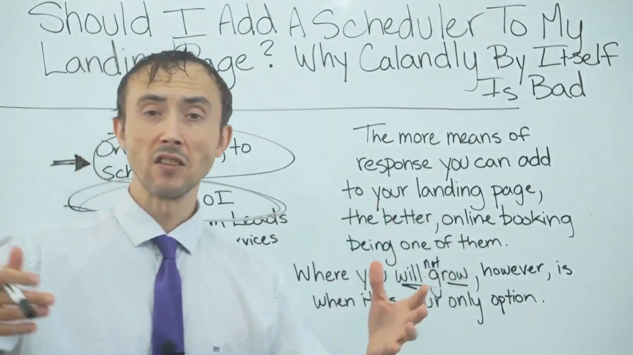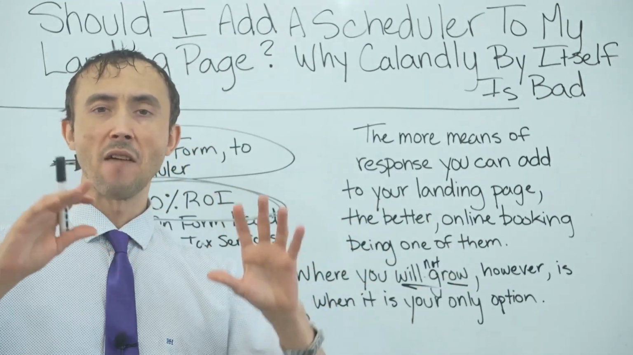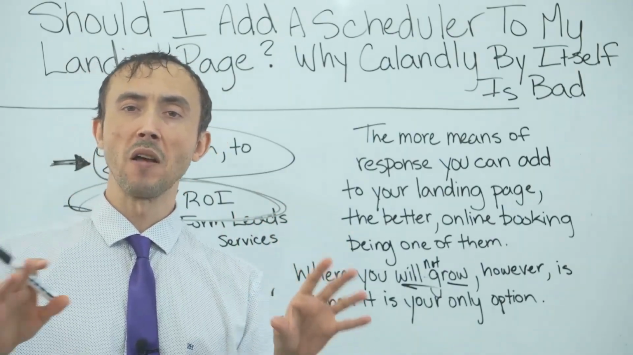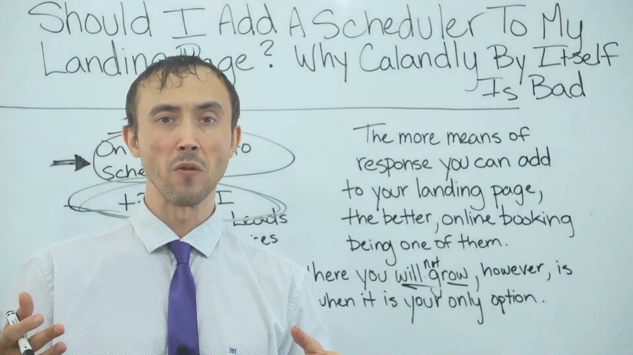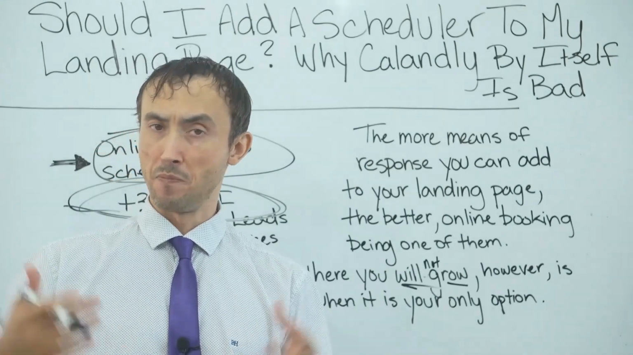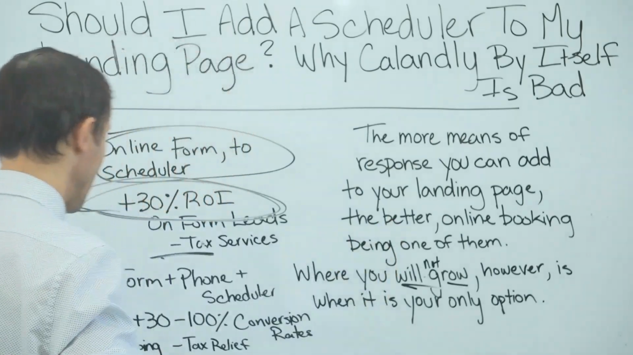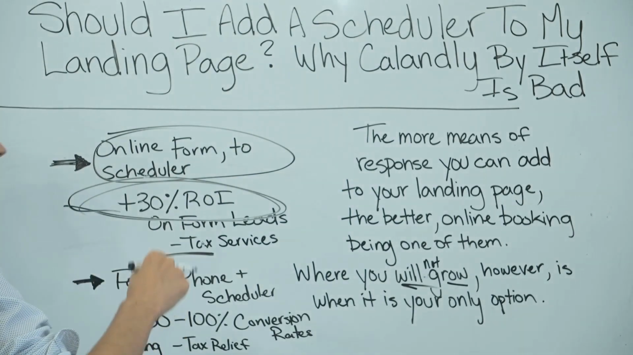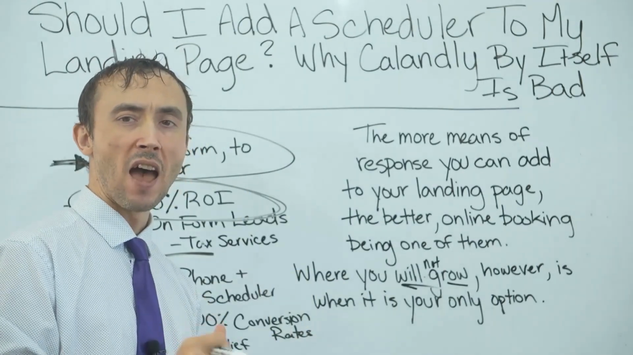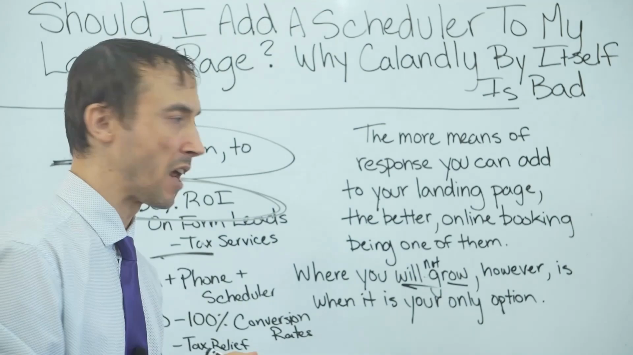That would be the average, more or less though, still based upon what percentage of the leads come through the form or phone. Obviously, the more that come through the form, the more of an ROI bump you can expect. So that's method number one in order to get more profit from your ad traffic, by having an online booking system on your landing page.